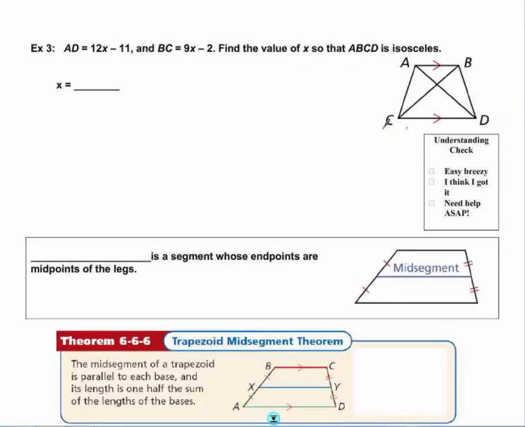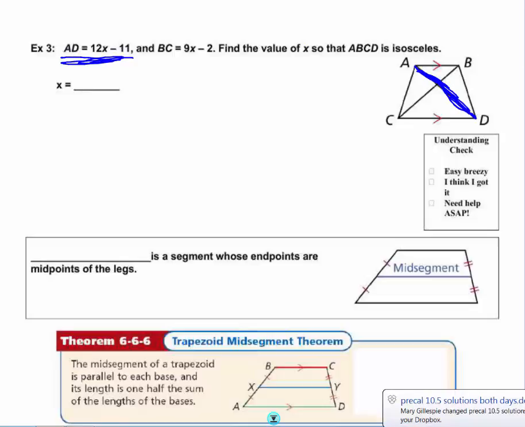All right, quick example. Here's our trapezoid. It says AD equals 12x minus 11. So A to D, I'm going to color it blue instead of writing on it. So that's the blue one. And BC will be the red one, is 9x minus 2. Find the value of x so that ABCD is isosceles.